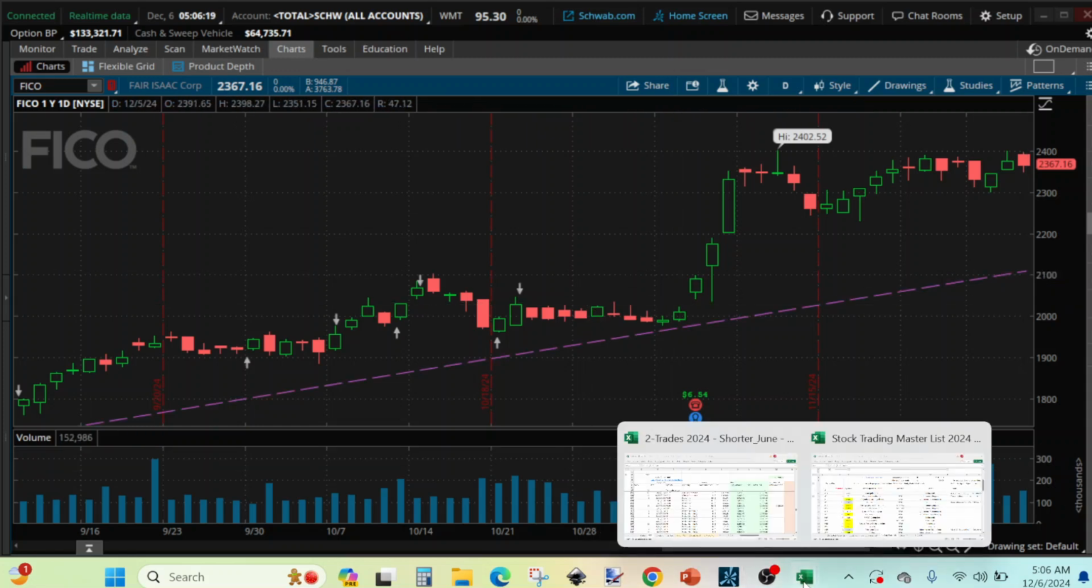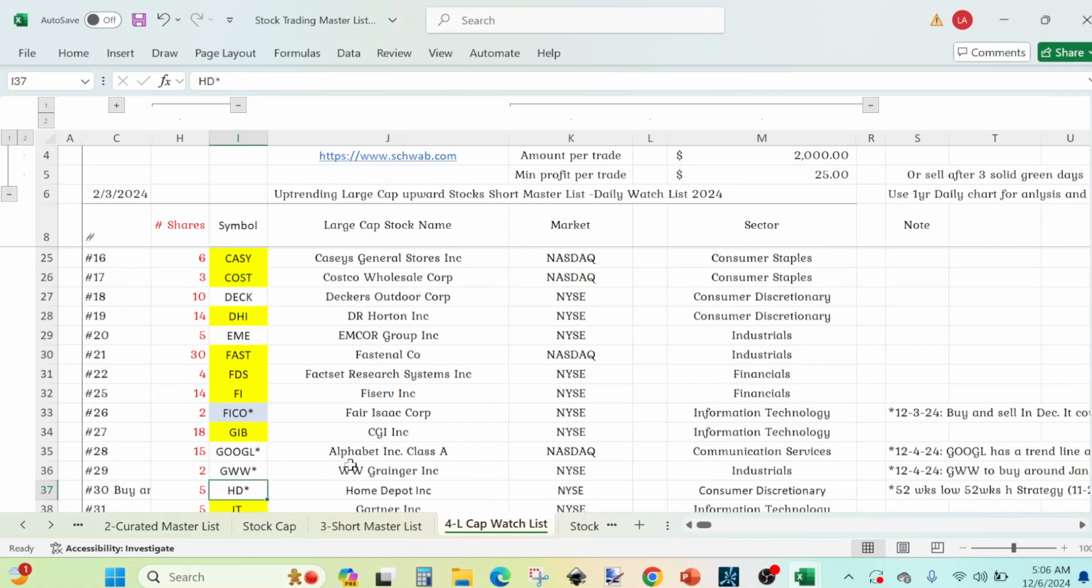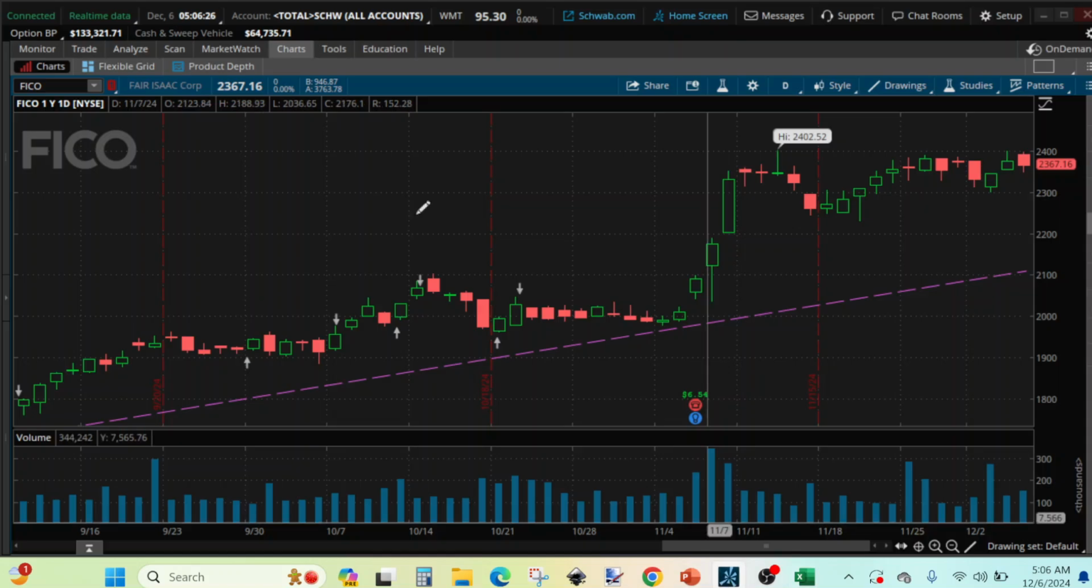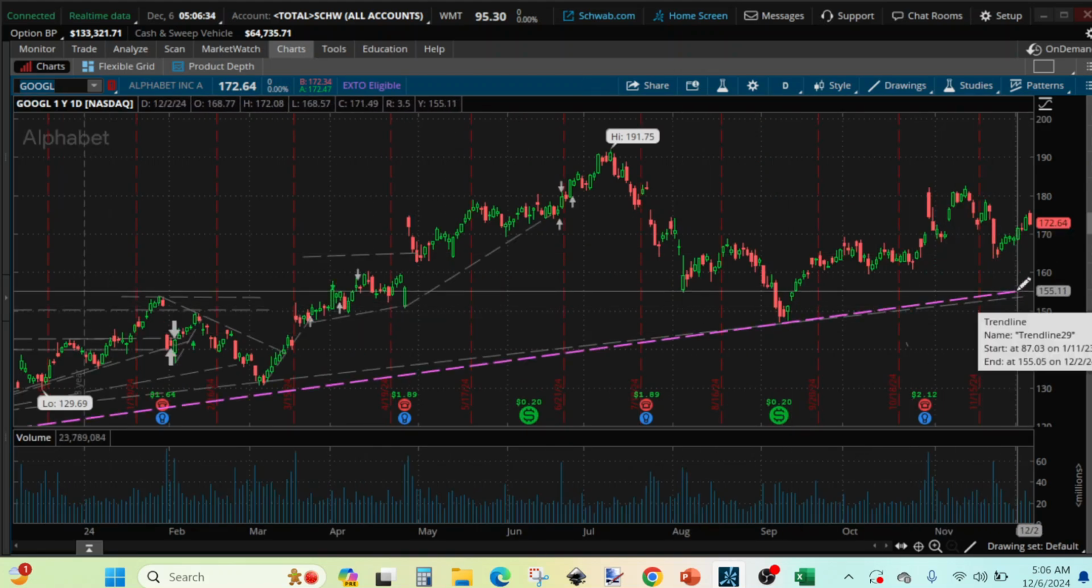The next one is Google. And Google, we like to buy it on this line. So right now is away from it.